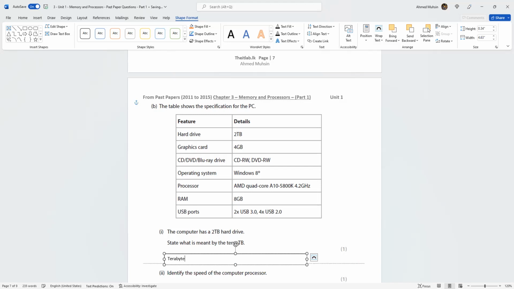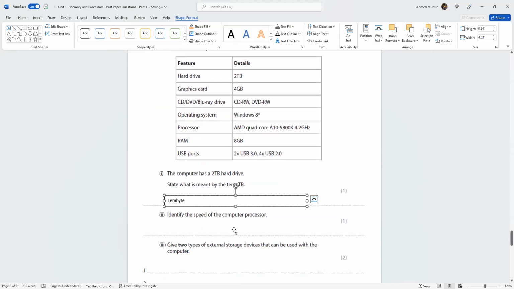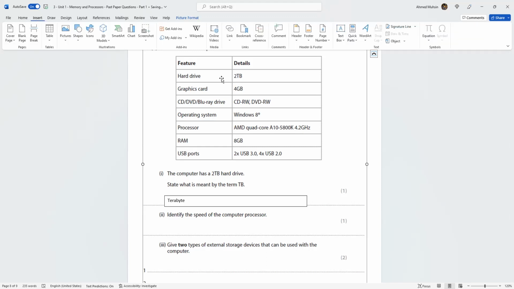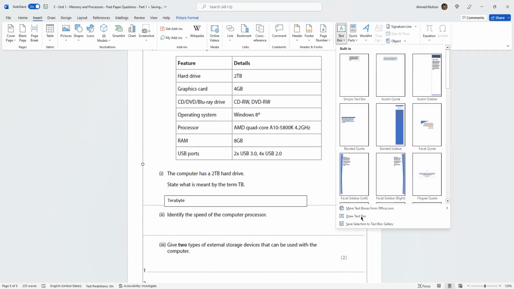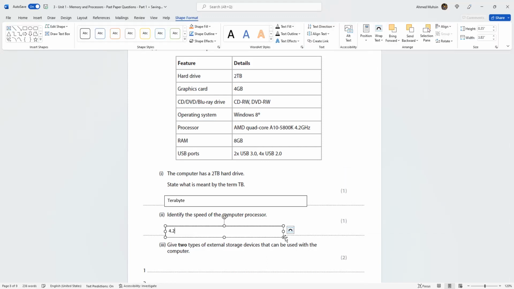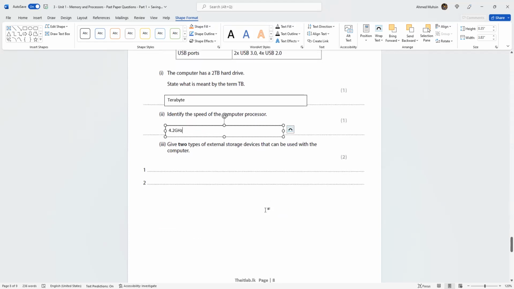Identify the speed of the computer processor. So over here, you can see the speed of the computer. This is the processor. The speed of it is 4.2 gigahertz. So we enter a text box and we very simply say 4.2 gigahertz.